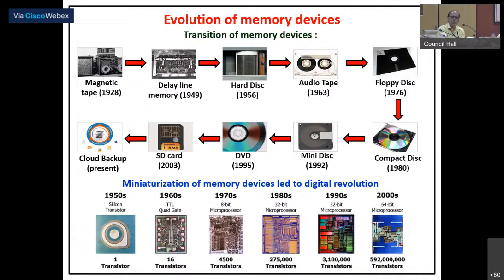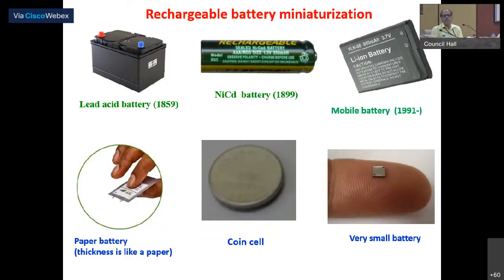which led to a revolution in the field of memory devices. Likewise, tremendous chemistry has gone into rechargeable battery miniaturization. This story began in 1859 by lead acid battery, which incidentally are used even till date, followed by nickel cadmium battery, mobile battery, 1991 onwards. Paper batteries, they are like paper. You can fold them, put them in pocket, you can roll them.